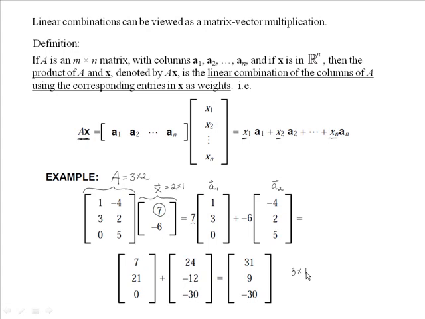A little something to take note of: if I'm multiplying, in this case, A times X, I look at the dimensions. A was a 3 by 2, and X was a 2 by 1. When I'm multiplying, as long as the inner dimensions match, and we have a 2 inside here, then my resulting answer will have the outer dimensions. So I have a 3 by 1 vector as my answer, and that's what we saw happening.